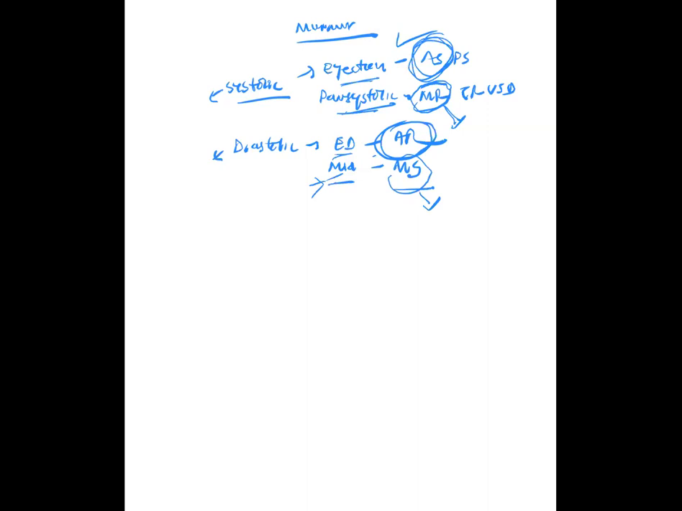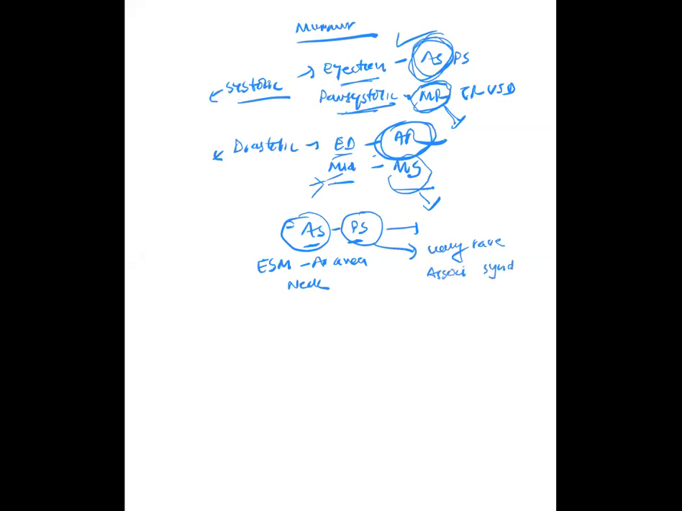If you compare aortic stenosis and pulmonary stenosis: in aortic stenosis you will find an ejection systolic murmur in the aortic area, which radiates towards the neck. In pulmonary stenosis you will get the same murmur in the pulmonary area, which radiates toward the neck. But pulmonary stenosis is very rare, number one, and it is usually associated with a syndrome, so it usually does not come in the exam.